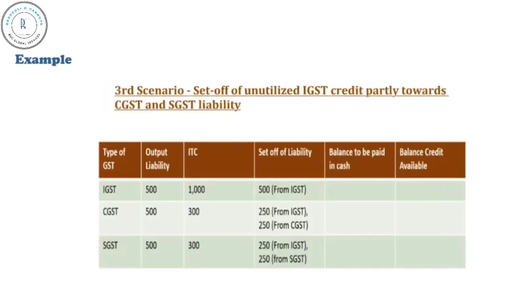Third scenario, set off of unutilized IGST credit partly towards CGST and SGST liability. In IGST, according to the set-off liability given, there is no balance to be paid in cash, or balance credit available. For CGST, no balance to be paid in cash, and balance credit available is 50. For SGST, no balance to be paid in cash, and balance credit available is 50.